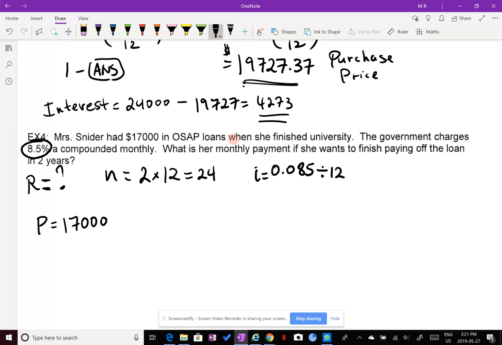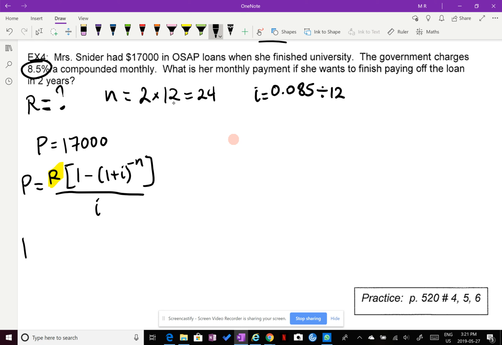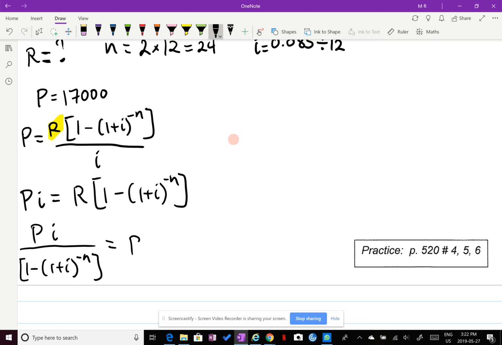So let's write down the present value formula. P equals R times 1 minus 1 plus I to the power of negative n, include all those brackets, divided by I. So if I was interested in solving for R, I have to rearrange the formula. If I multiply both sides of this formula by I, I get P times I equals R times 1 minus 1 plus I to the power of negative n. And if I move the entire square bracket to the left side, I can say P times I divided by the square bracket, 1 minus 1 plus I to the power of negative n. I can get R isolated, and that will give me my solution for R.